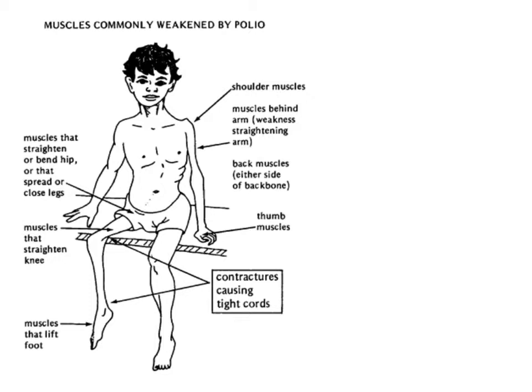These are the muscles that normally get affected, and the whole idea is that there is contracture. So the typical aftermath of polio infection is you will see these people having contractures.